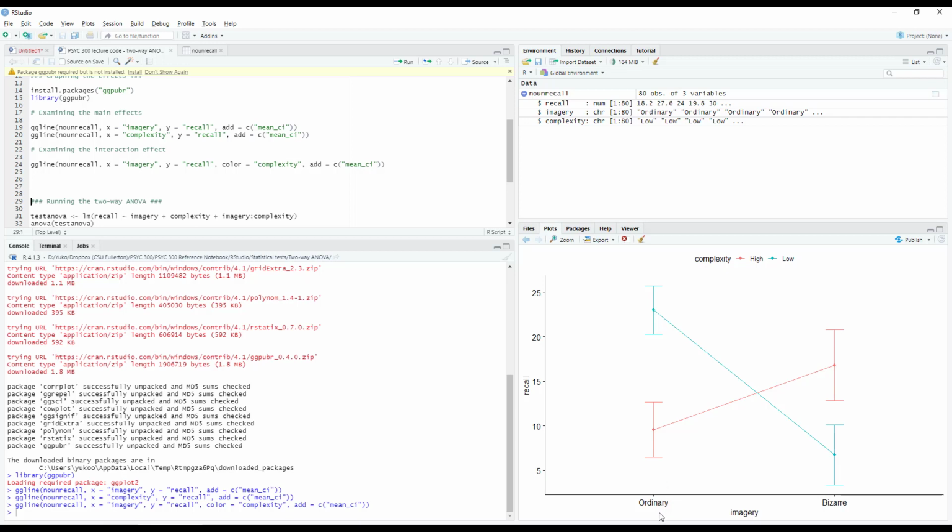But within each level of imagery, ordinary and bizarre, you will notice that the means are graphed separately for complexity, those in the high complexity condition here, and then a low complexity condition here. RStudio connects the means for you based on the level of complexity, so it's easy to see how the means may look for each type of complexity. What you notice here is that the lines connecting those means intersect. That's a nice giveaway suggesting that there may be a significant interaction here. If you see parallel or non-intersecting lines, then it's less likely that there will be an interaction.